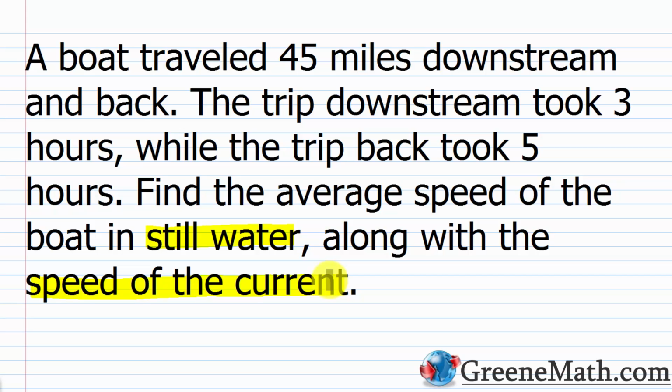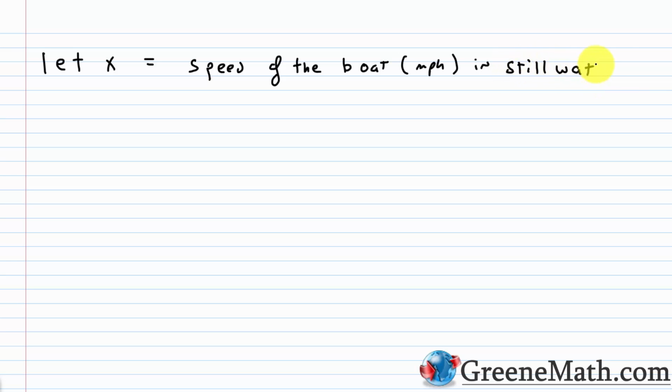So we would start by just assigning a variable to each of those. So a variable to the speed of the boat in still water and to the speed of the current. So let's go down. Let's let x be equal to the speed of the boat, and this is in miles per hour, in still water. Okay, then y would be equal to the speed of the current. And again, this is in miles per hour. All right, let's go back.